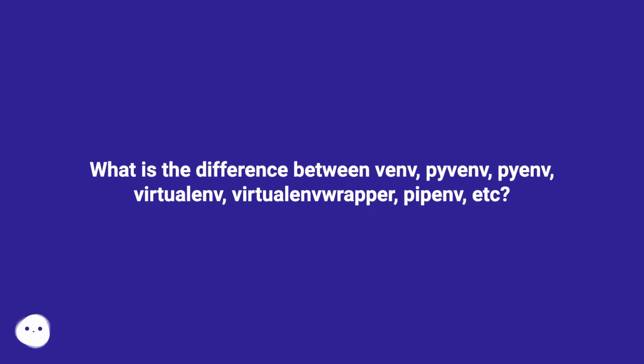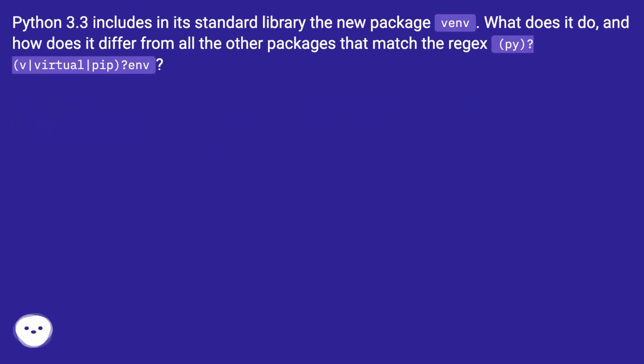What is the difference between venv, pyvenv, pyenv, virtualenv, virtualenvwrapper, pipenv, etc.? Python 3.3 includes in its standard library the new package venv. What does it do, and how does it differ from all the other packages that match the regex py, v, virtual, pip, env?